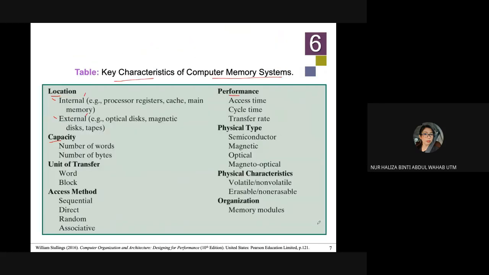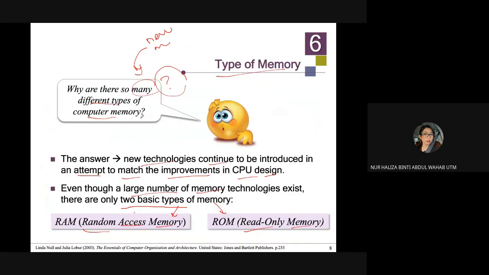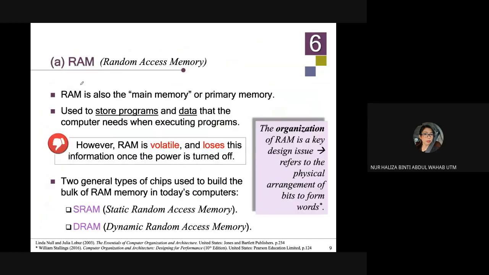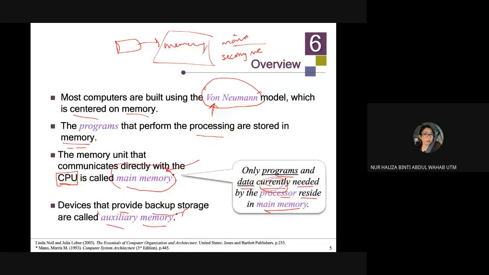And this is also a characteristic for your memory. You're going to see, wow, there are too many. But because of that, you can divide it into two main scopes, your RAM and your ROM. Under your RAM, it is also your main memory or your primary memory, which, at the beginning of the slide, you were looking into: main memory is the one that directly connects and communicates with your CPU.